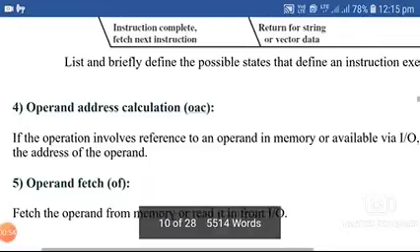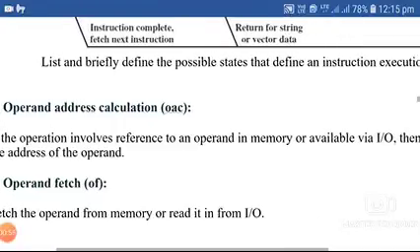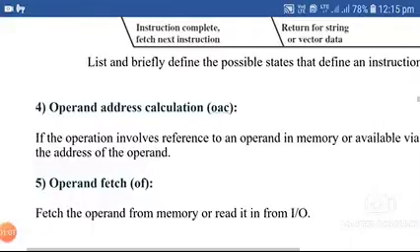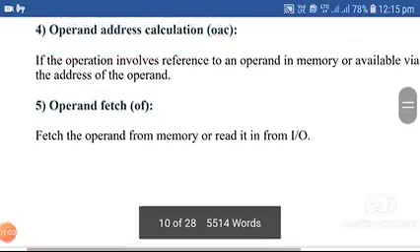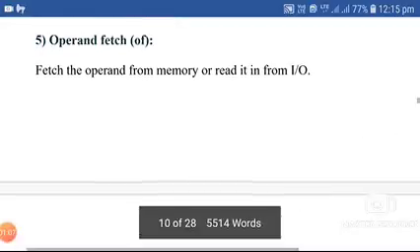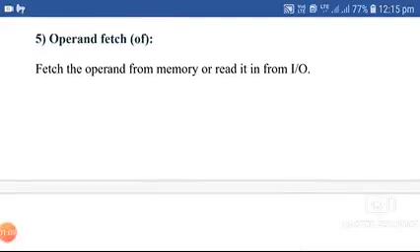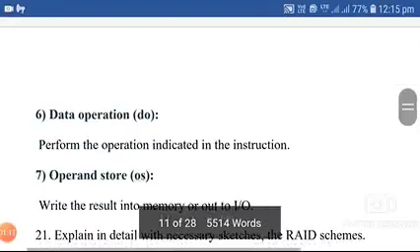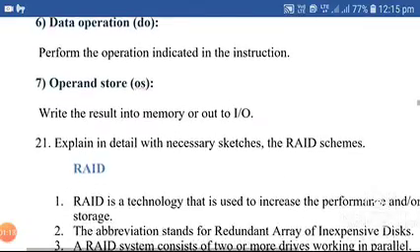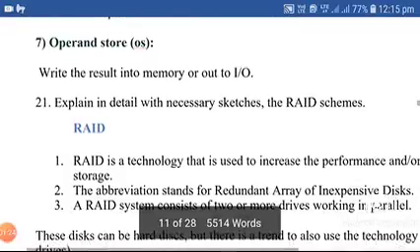OAC: if the operation involves reference to an operand in memory or available via IO, then determine the address of the operand. Number 5, operand fetch, OF: fetch the operand from memory or read it from IO. Number 6, data operation, DO: perform the operation indicated in the instruction. Number 7, operand store, OS: write the result into memory or out to IO.